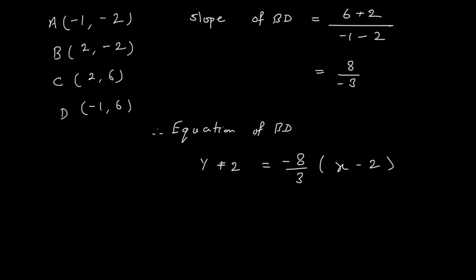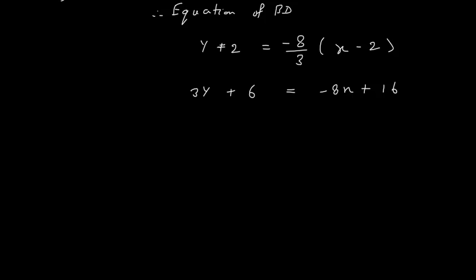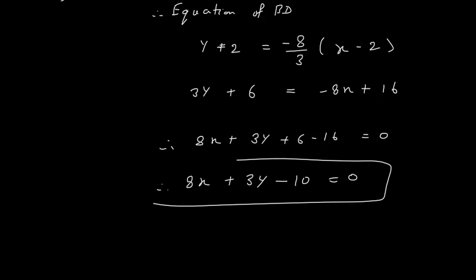So 3y plus 6 equals minus 8x, and minus minus becomes plus 16. So I will say that therefore 8x plus 3y plus 6 minus 16 is 0. Therefore 8x plus 3y minus 10 equals 0. This is the required equation.